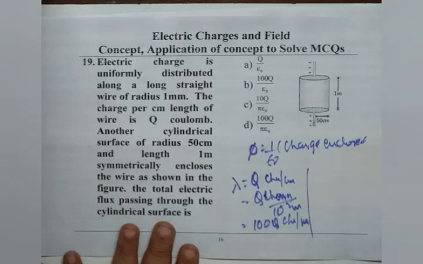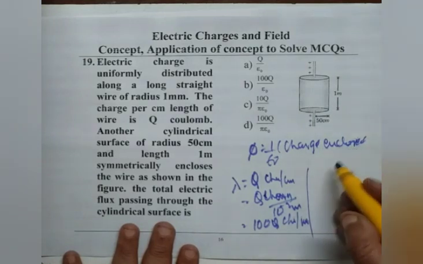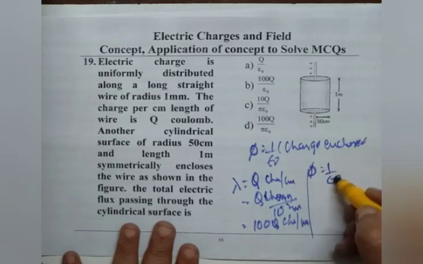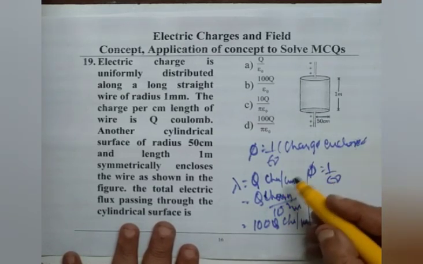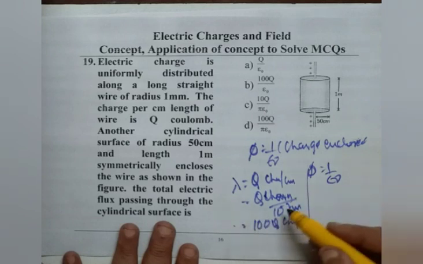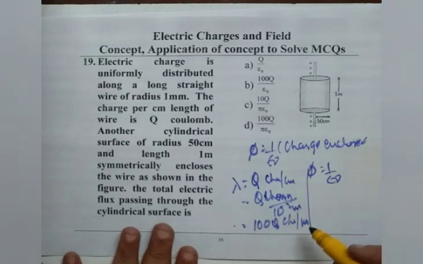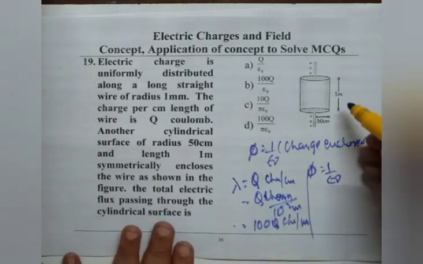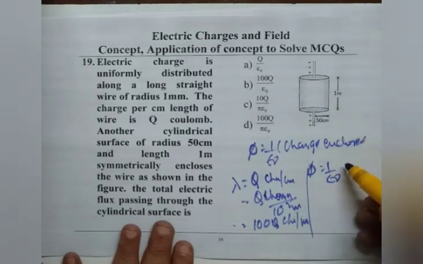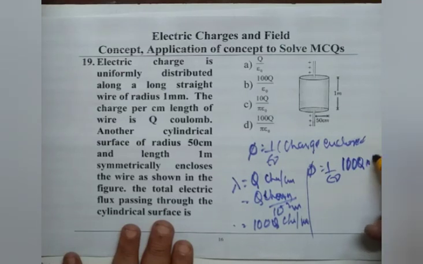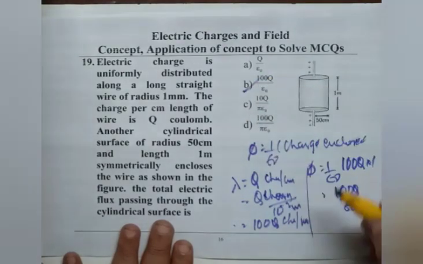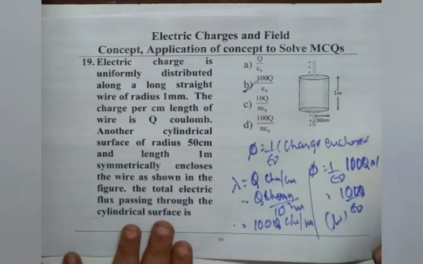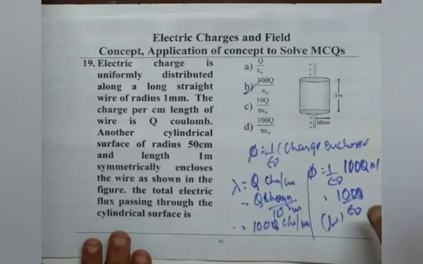Once we know lambda, we calculate the charge enclosed. So phi equals 1 by epsilon naught times charge enclosed. Lambda is 100 Q per meter, and the length is 1 meter. Therefore, the net charge enclosed is 100 Q into 1 meter. Therefore, phi is 100 Q by epsilon naught. Option B is right. So observe how we are using the Gauss theorem.